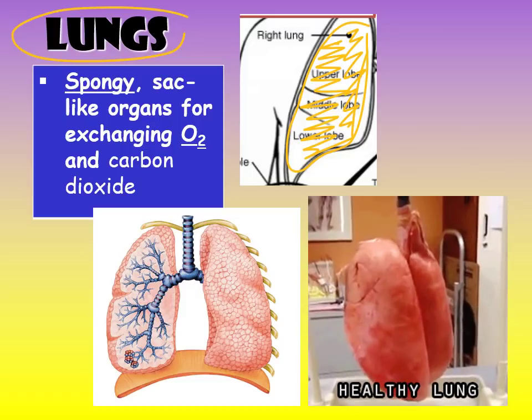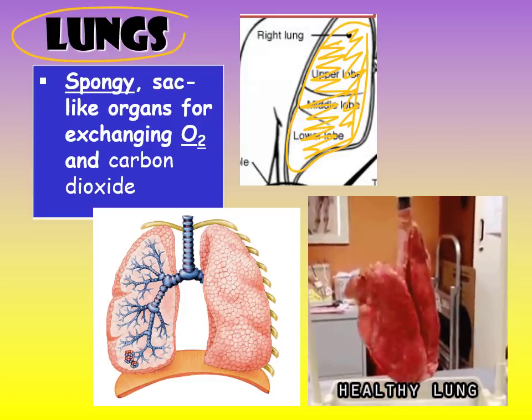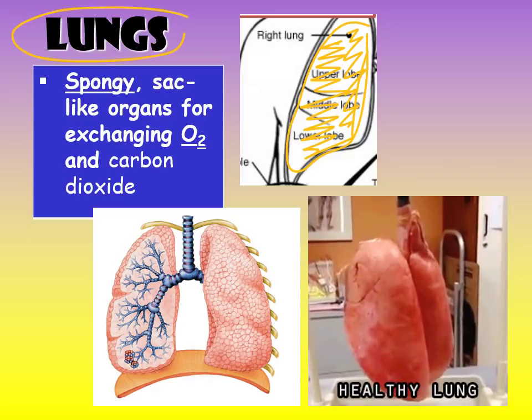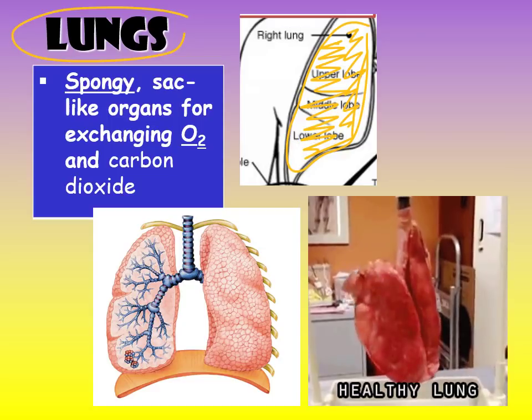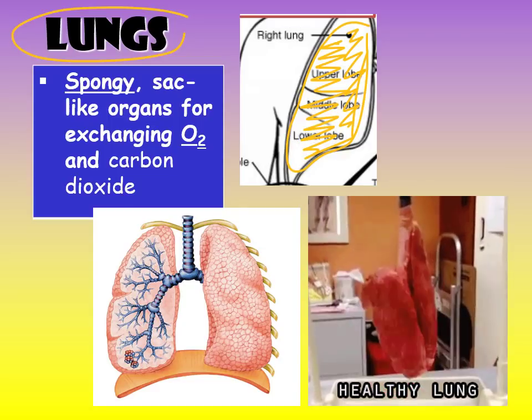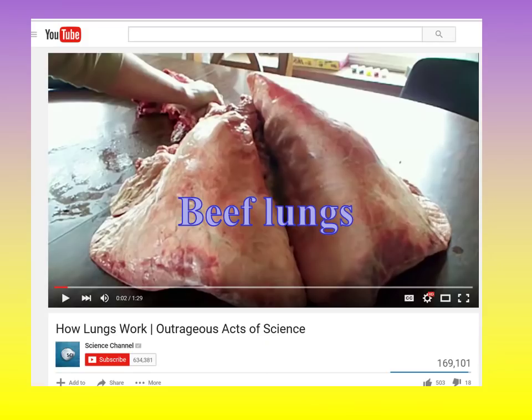Now we've made it down into the lungs, which you have two of, and they're basically spongy sacs for exchanging oxygen and carbon dioxide. I know it's tempting to think of lungs as like a balloon. They just inflate and deflate, but they are not like that. They are like sponges. Now let's take a look at some real live beef lungs, from a cow, in this next clip.